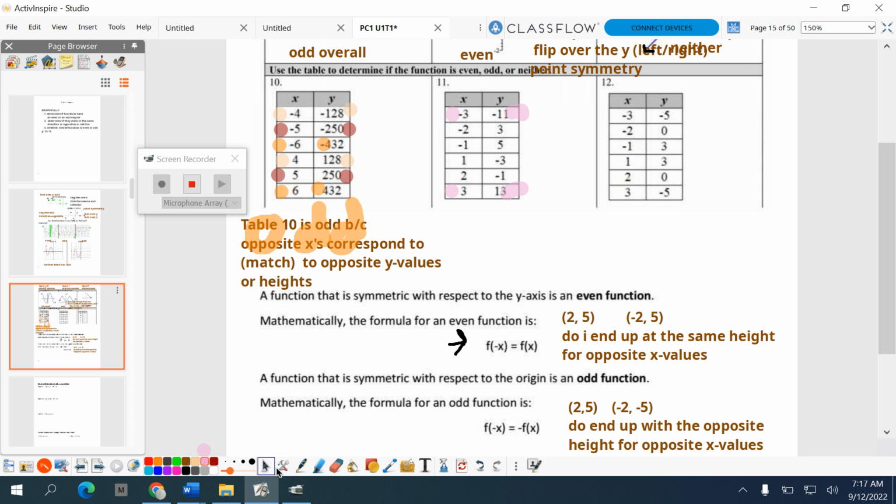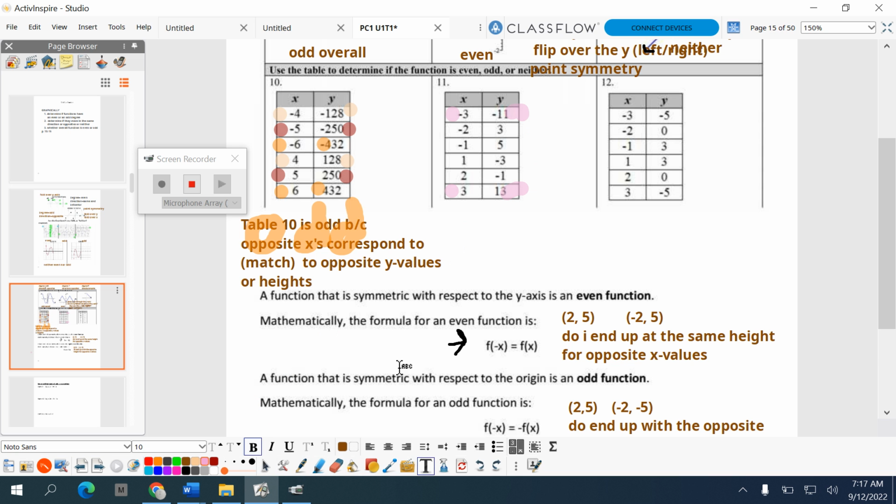So how might we write our answer? We would say something like, let's get a different color here, a blue maybe. Symmetry does not exist. The heights do not align. Okay. Last one.